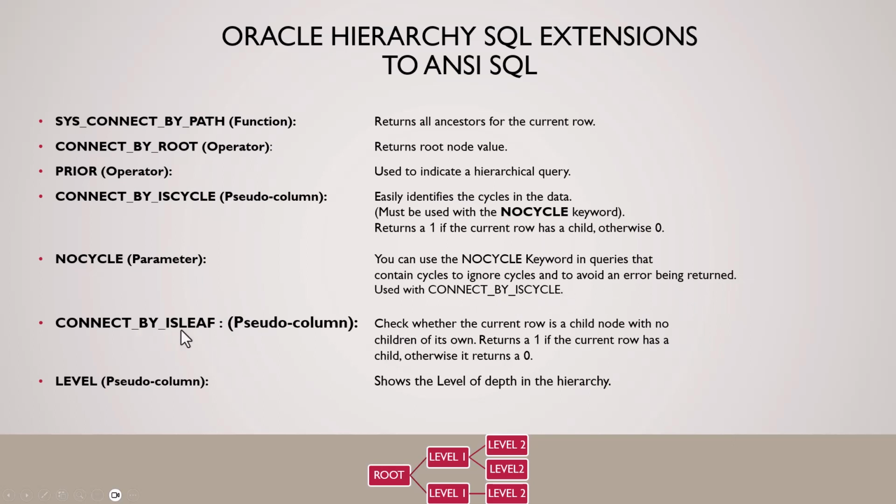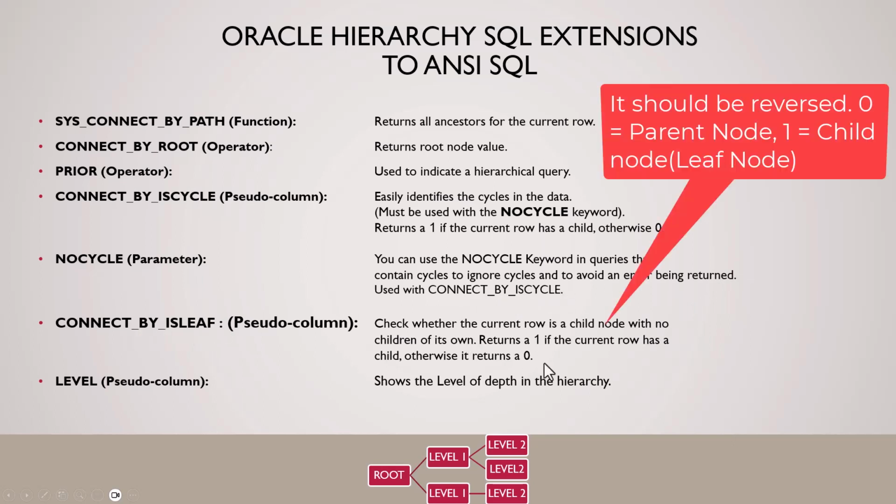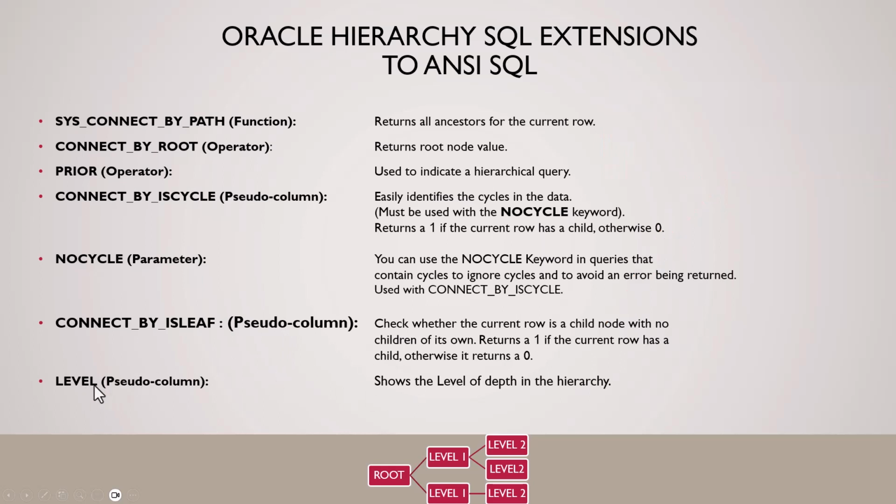There's also something called CONNECT_BY_ISLEAF, and it checks whether the current node is a child node that does not have any children. It returns a 1 if this current node has a child. If it doesn't have any children, it returns a 0. So that's this CONNECT_BY_ISLEAF pseudo column. And you can use that in your query to check and filter by all the nodes that don't have children, for example. Finally, we looked at LEVEL. We already explained what that is.